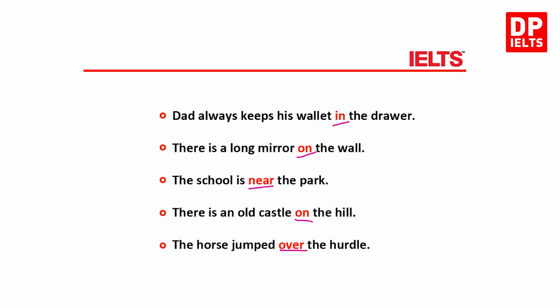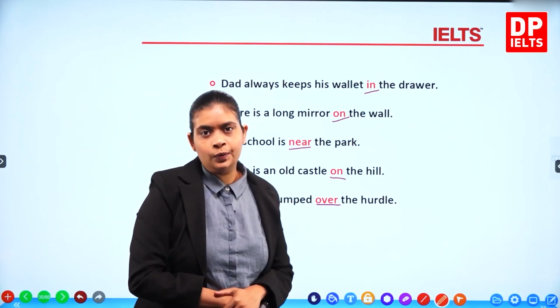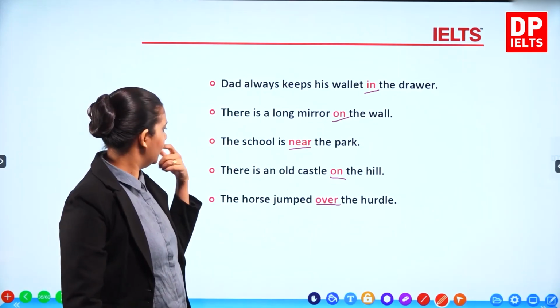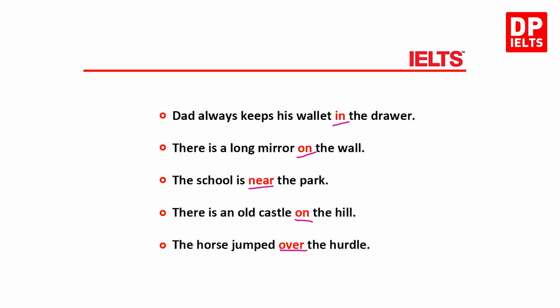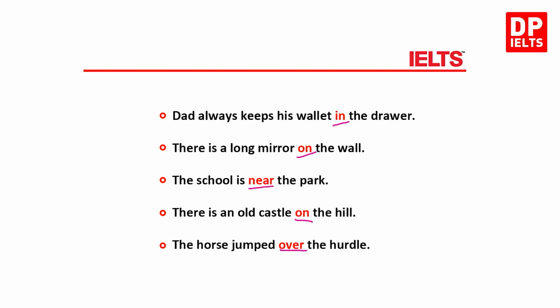ட்ராயருக்குள்ள டேட் அவருடைய வாலெட்டை வைப்பார். There is a long mirror on the wall. சுவர்ல நீளமான கண்ணாடி ஒன்று உள்ளது. அதாவது சுவரின் மேற்பரப்புல, so அதான் we say on. The school is near the park. பார்க்குக்கு பக்கத்துல ஸ்கூல் உள்ளது. There is an old castle on the hill. மலை உச்சியில், அதாவது மலைக்கு மேல ஒரு பழைய காசில் உள்ளது. The horse jumped over the hurdle. தடைக்கு மேலால ஹார்ஸ் குதித்தது, ஜம்ப் பண்ணது.